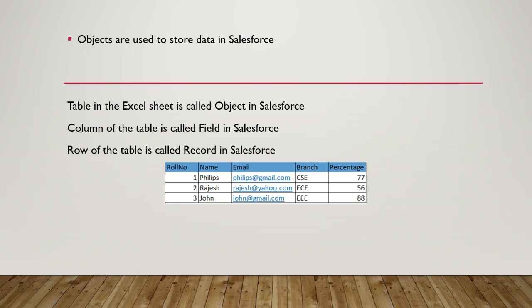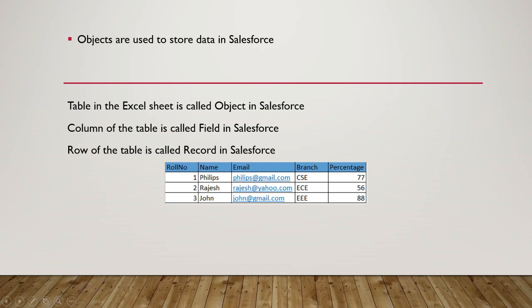some information is available related to a particular student: a roll number, name, email, the branch he belongs to, and the percentage. It becomes easy to make you understand with the help of this Excel sheet, because everyone is aware of Excel sheets, where they will be using Excel to store some information or data. So a similar thing we are trying to replicate by using Salesforce.